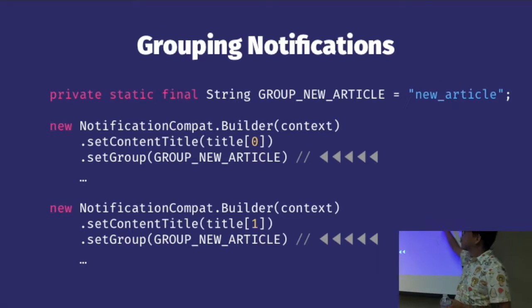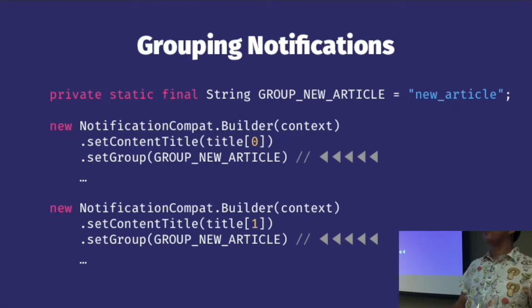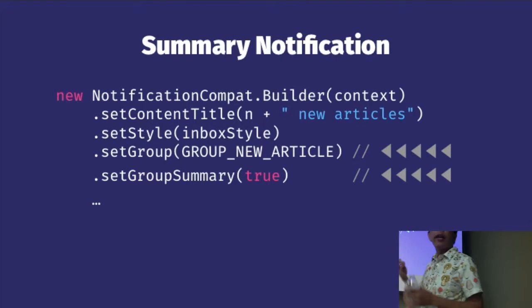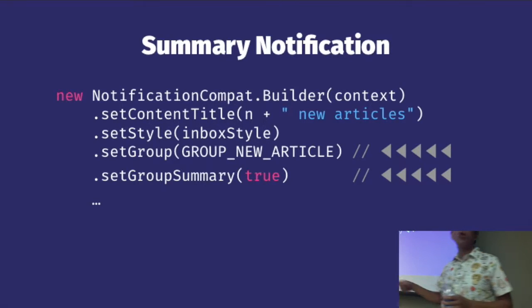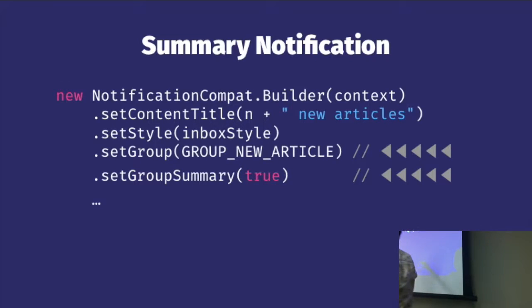So I'm using a single group key here because my app only has one kind of notification. If you have multiple kinds, you would use different group keys for notifications that you know are related. To create that summary, remember again, a summary should represent all the notifications that have been grouped together with an appropriate title. So you're keeping track somewhere that you've collapsed or combined n notifications together. So your title might now say n new articles. You set the same group so that Android can associate this summary with those group messages. And there's a flag that you call here called setGroupSummary.